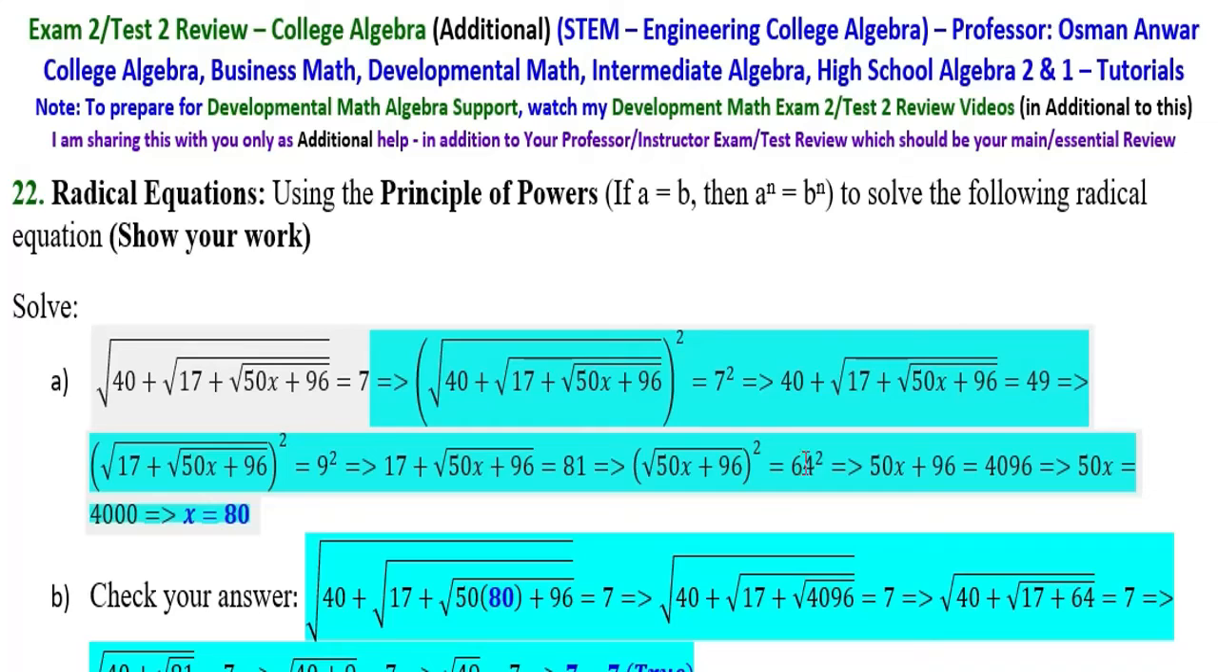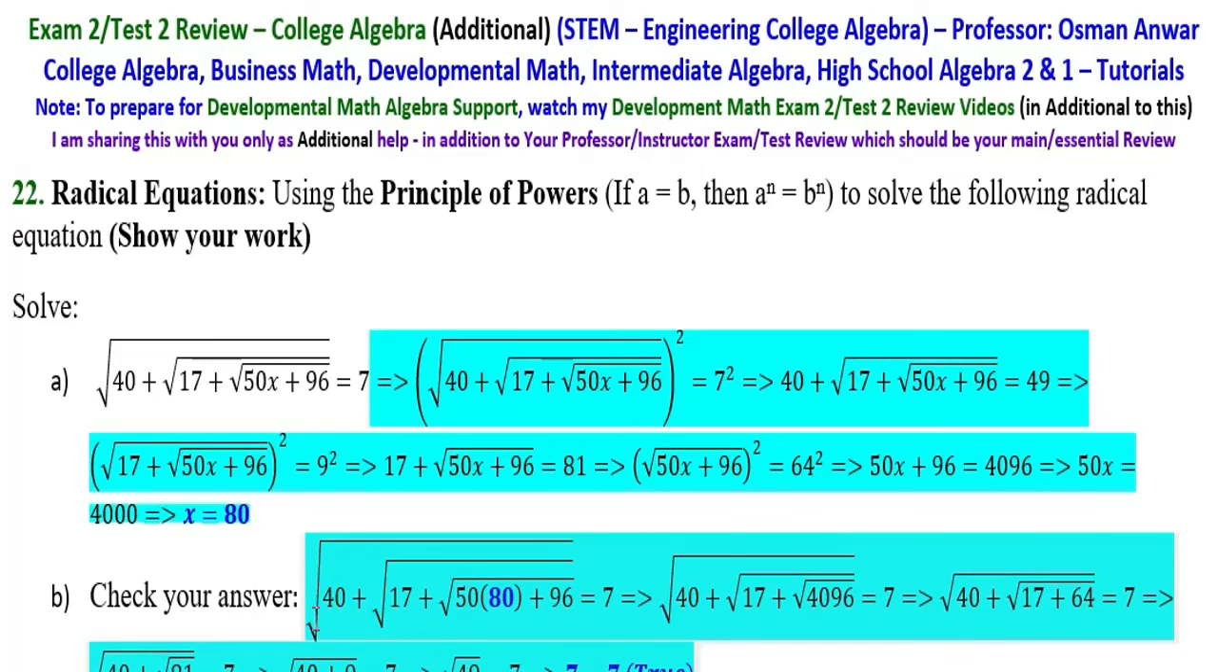Then when you square both sides, this comes out of the square root. Then this is 50x plus 96 equals 64 squared, which is 4096. That means 50x equals 4096 minus 96, which is equal to 4000. Then x is 4000 over 50, which is x equals 80. That is the solution.